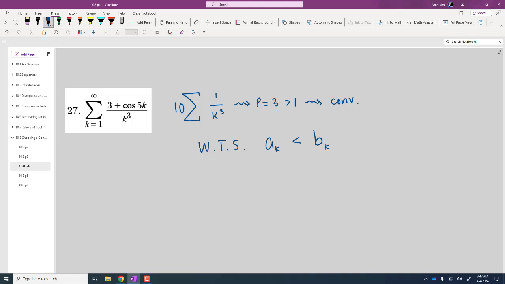And if we do that, then our a sub k is going to have a numerator that's smaller than the numerator of the b sub k. So this is what we would want to show. And it doesn't matter what this constant is as long as it's bigger than 4. We put those 10s in red, or just a different color.